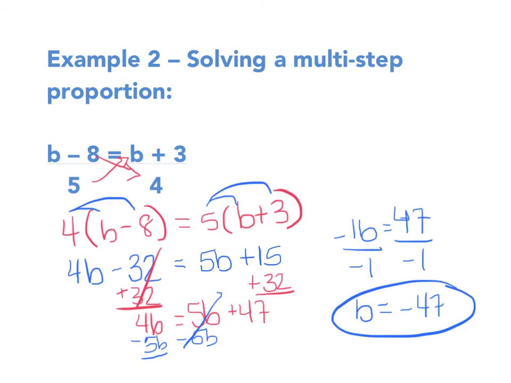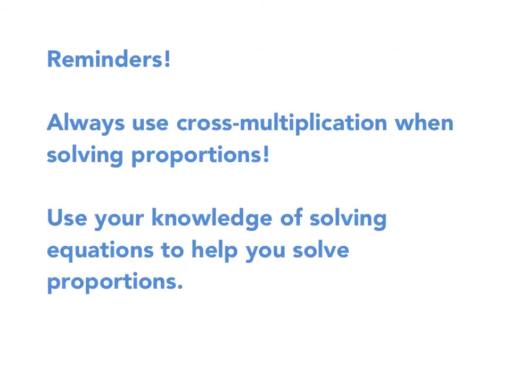Just some reminders when you're trying to do your hot question and when you're practicing this in class tomorrow. Always use cross multiplication when solving proportions. It's the easiest way to solve for a missing value. And then once you cross multiply, make sure you use your knowledge of solving equations to help you solve the proportions, because you guys have done some great things with equations in class, and you just need to keep building that knowledge in order to solve your proportions.